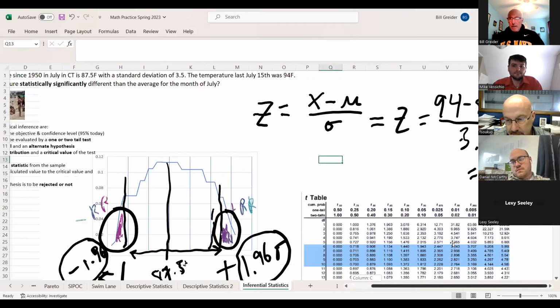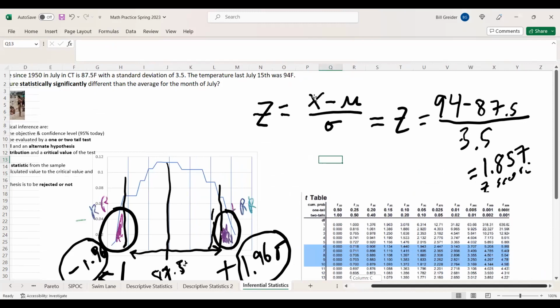So Z is equal to X, which is going to be the 94 degrees that it was on July 15th, minus the average, mu, divided by the standard deviation. And what I get there is a Z-score equal to 1.857. Doesn't mean much right now, right this instance, but it's going to in a second, 1.857.